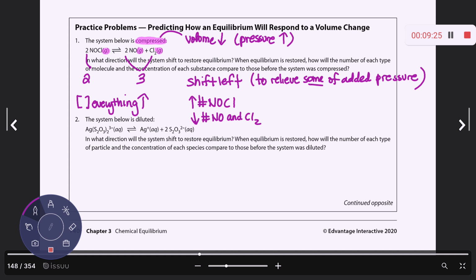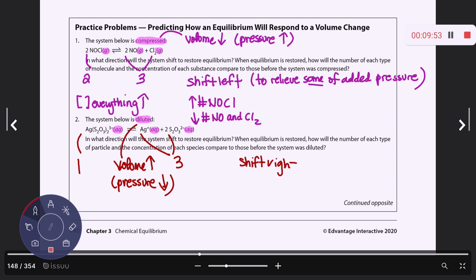Okay, for number 2, we diluted it. So a dilution means the volume increased. So that means the pressure came down. You need to restore some of that lost osmotic pressure. I'm highlighting all the states of matter. You have 1 particle on the reactant side, 3 particles on the product side. Which direction do you shift? Shift to the right, because there are more particles there. This will restore some of the lost pressure.